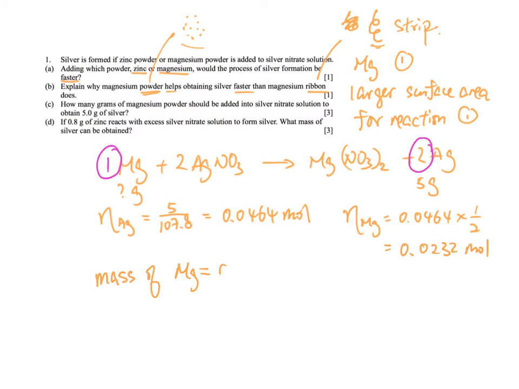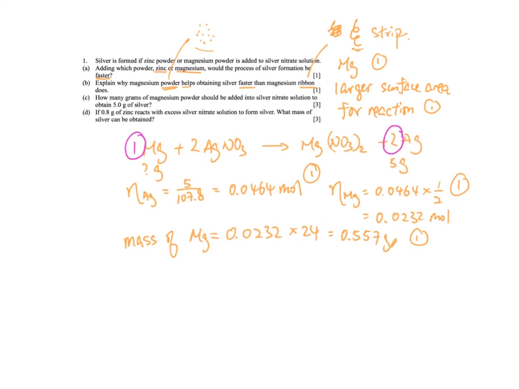And then finally you can find the mass of Mg. Mass of Mg would then be 0.0232 times 24. Some of you may be using 24.3, but that will be fine. So this one will be roughly around 0.557 gram. So for this one, you have 1 mark for calculating the number of mole of Ag, 1 mark for calculating the mole of Mg, and then 1 mark for calculating the answer.